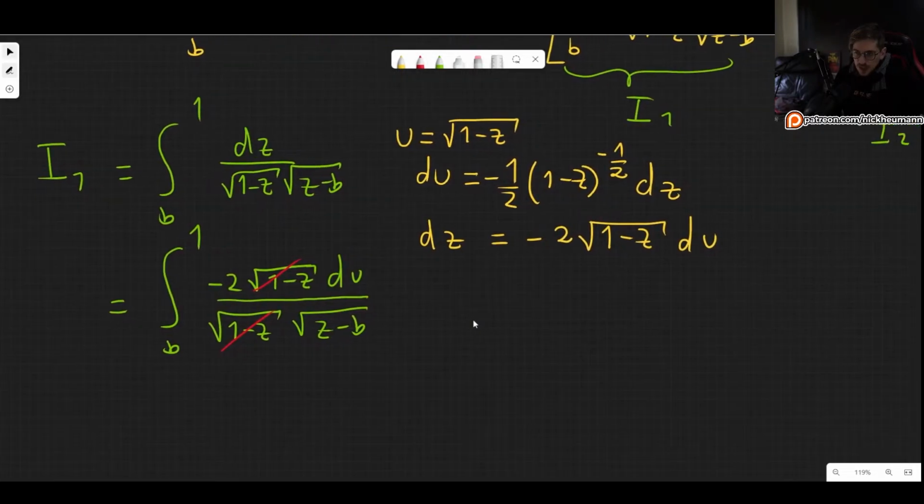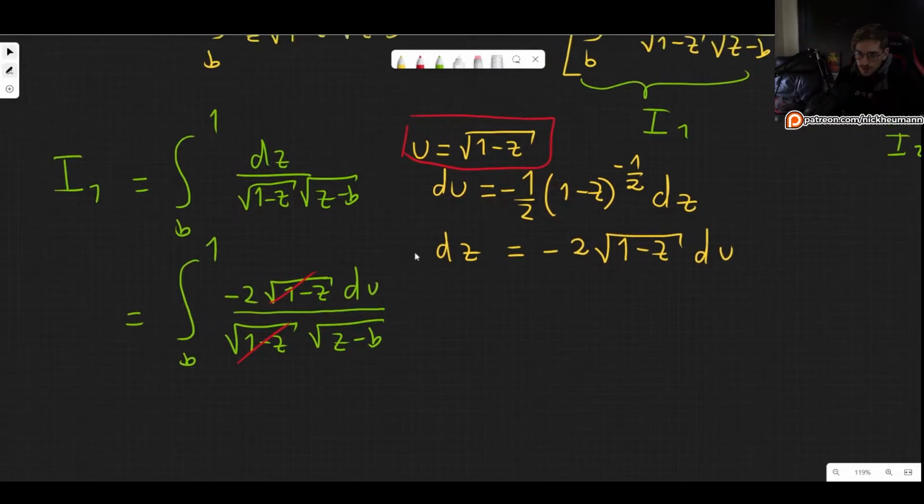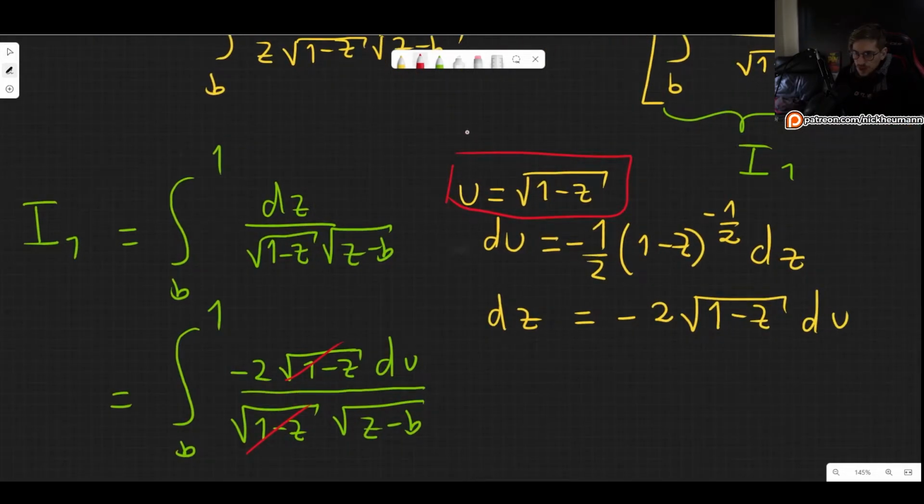And what do we do now? Well, now from this expression, we solve for z. So by squaring, we see that u squared is equal to 1 minus z. So z is equal to u squared. Actually, no, it's the other way around. It is 1 minus u squared, right? Because you have to add this, subtract, yes.